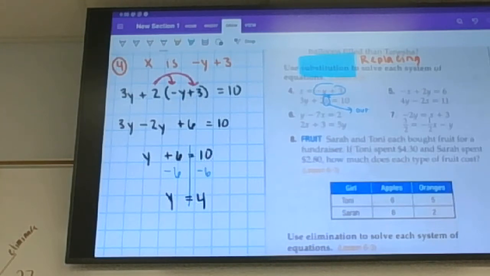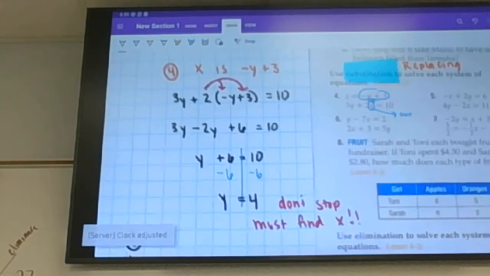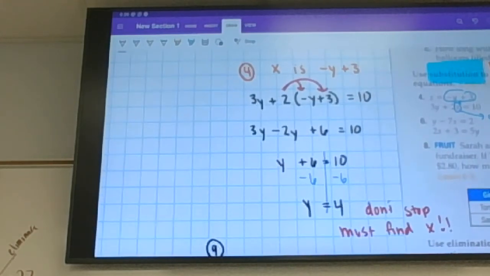All right, I heard Ruben got it. I heard Johnny got it. Thumbs up if you got to 4 before me. All right, good job, you guys. Don't stop. You must find the x value. So take your y, plug it into the top, and find x. So the top would be x equals negative 4 plus 3.